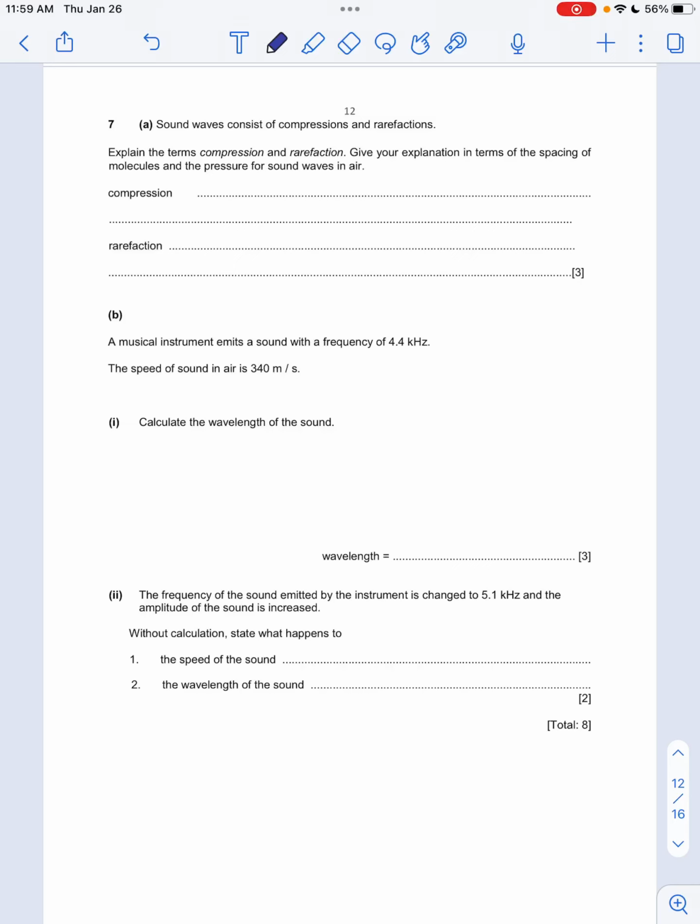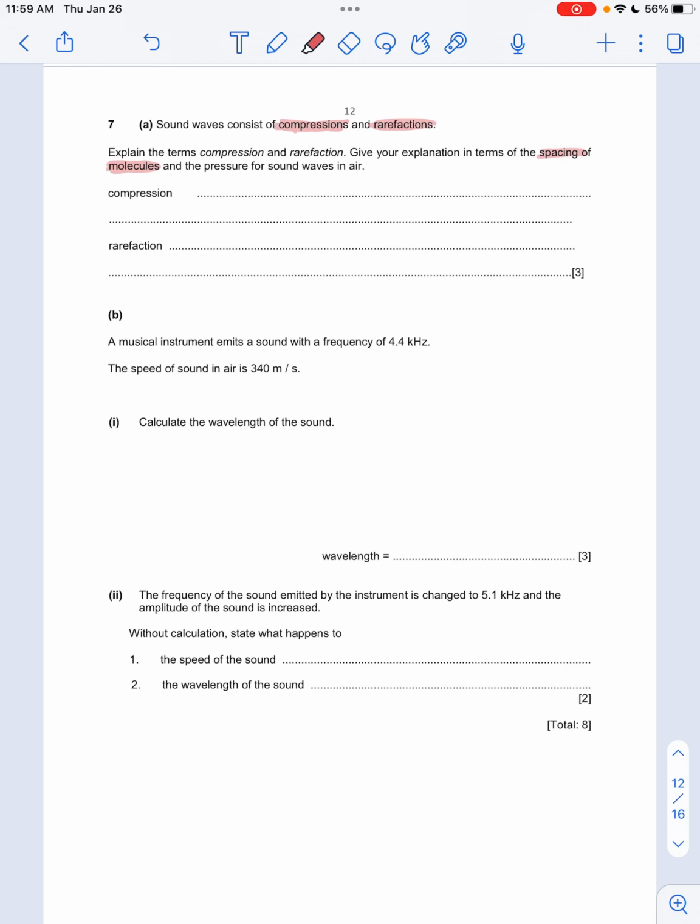Question 7, back to waves. We're talking about a sound wave, which is a longitudinal wave, and hence we have compressions and rarefactions. Now we're asked to explain the terms compression and rarefaction, but be careful here with the instructions because it's quite picky about what it wants. But it does say it. So it says, give your explanation in terms of the spacing of the molecules.